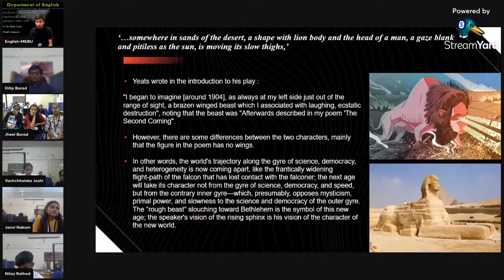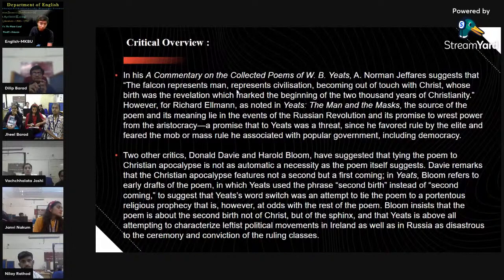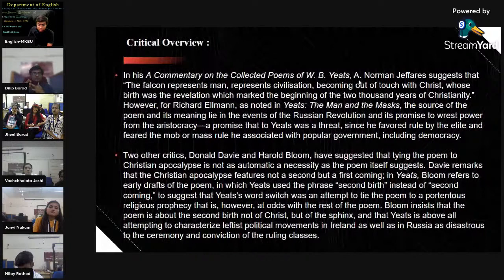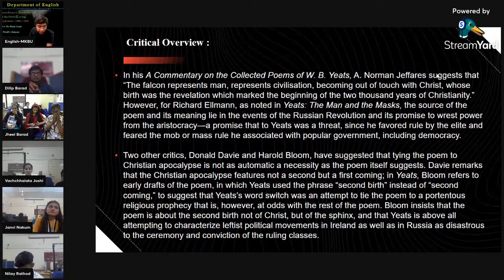So there is no similarity in the facial expression as well, so it is not worth comparing. And in his critical overview, "W.B. Yeats: The Collected Poems," Norman Jeffares, a critic, suggests that the falcon represents civilization becoming out of touch with Christ, whose birth was the revelation which marked the beginning of the 2000 years of Christianity.